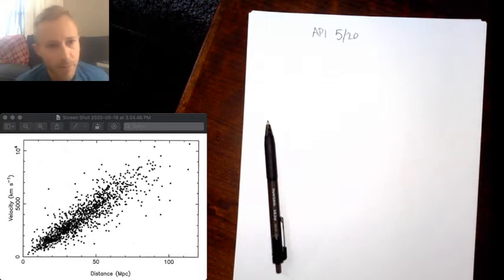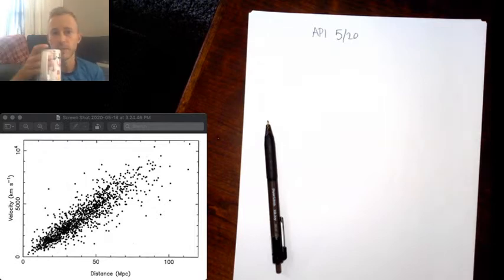So today, what I want to talk about is a third method of measuring the distance to stars. In this case, it's mostly the distance to galaxies, which are gravitationally bound collections of stars.